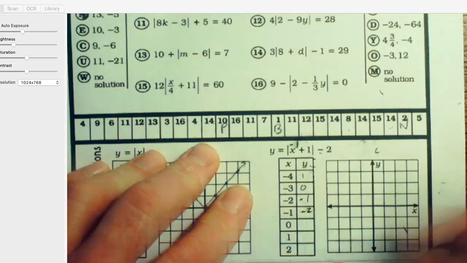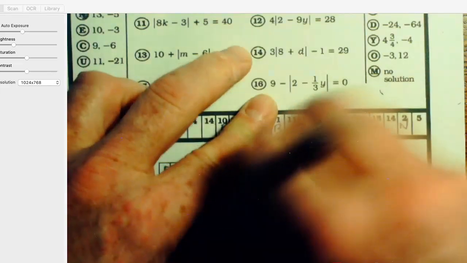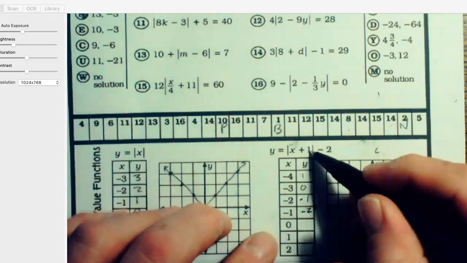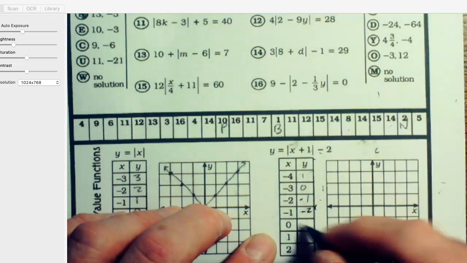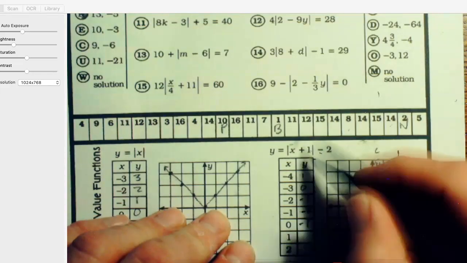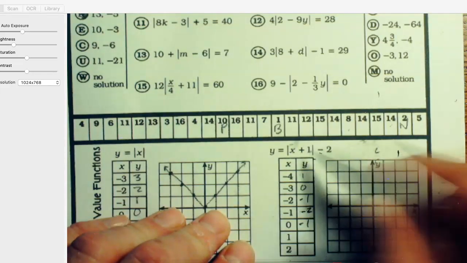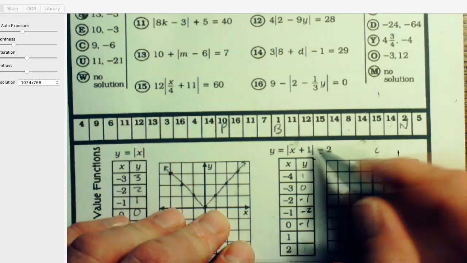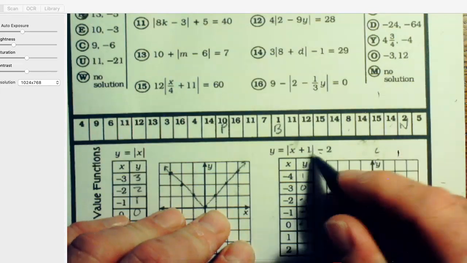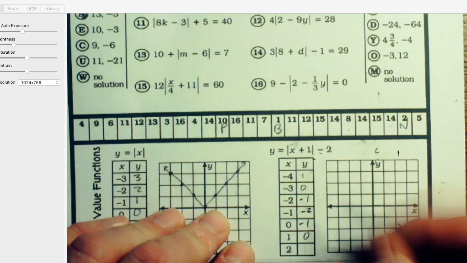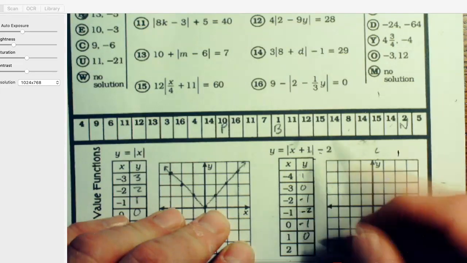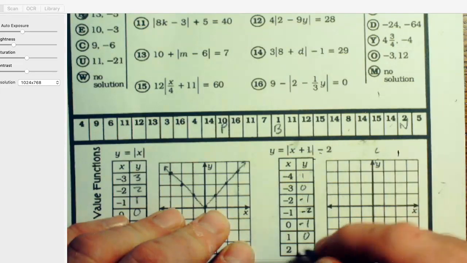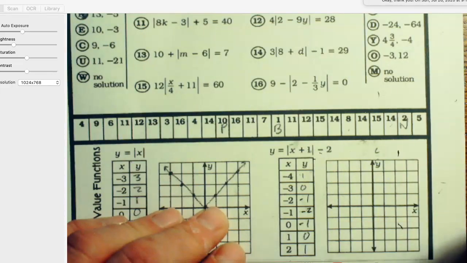And finally, we get into something that's a little bit easier. We can maybe do without writing it in. 0 plus 1 is 1. The absolute value is 1. Minus 2 is going to be negative 1. And then we got 1 plus 1 is 2. The absolute value of 2 is 2. 2 minus 2 is going to be 0. And then we've got 2. 2 plus 1 is 3. The absolute value of that is 3. Minus 2 is 1. And so we can just go ahead and graph these guys out.